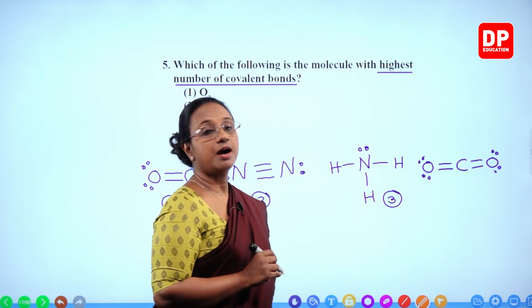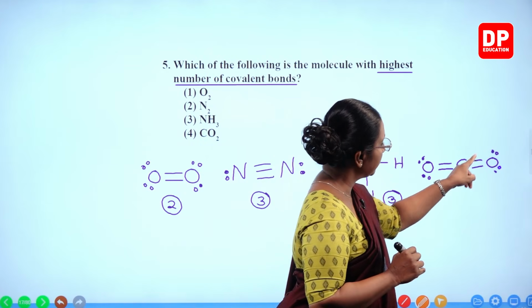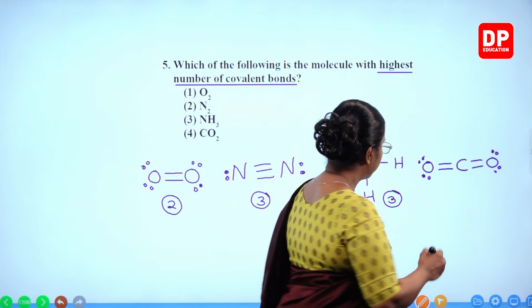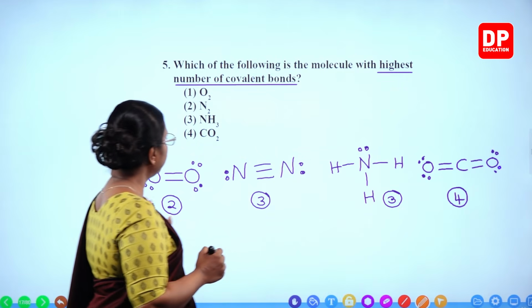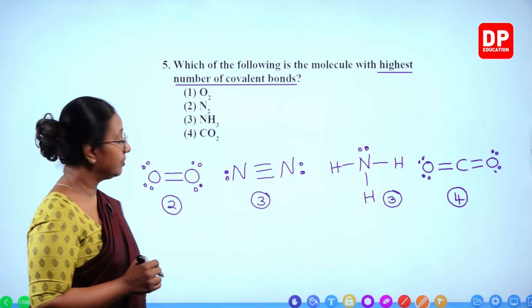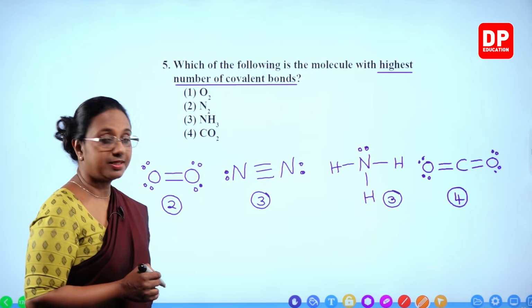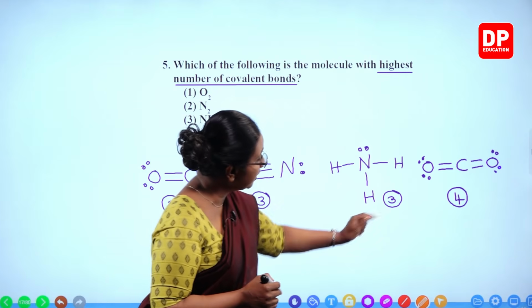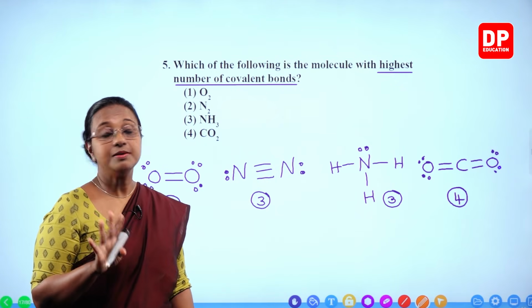So that is carbon dioxide. How many bonds are there? Now a double bond here, a double bond there. So there are 4 covalent bonds. Now if you look at all the molecules, all the Lewis structures, oxygen has 2 covalent bonds, nitrogen 3 covalent bonds, ammonia again 3 and carbon dioxide 4 covalent bonds.